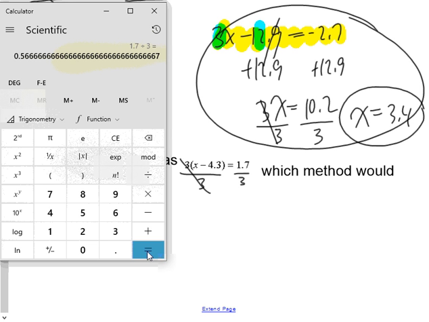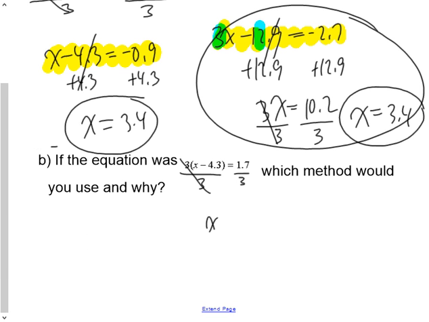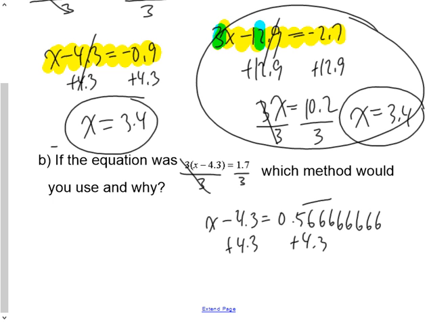And because it's a repeating decimal, you would not want to go x minus 4.3 is equal to 0.56 repeating, because then adding 4.3 to both sides makes it a little bit more difficult when it's actually a non-terminating 6. So if I divided both sides by 3, it would make it much more difficult for me to do.